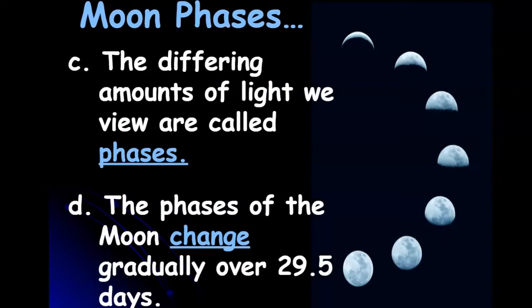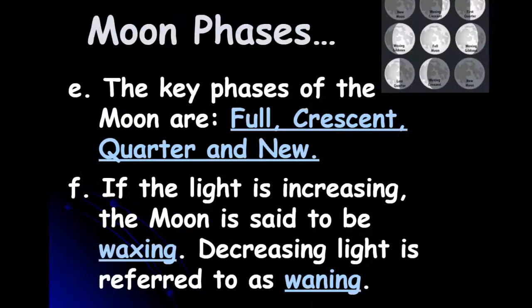Now, as it changes, it may be increasing in light or decreasing in light. If it's increasing in light, it is said to be waxing. If it is decreasing in light, it is said to be waning. So when we talk about the phases of the moon, we know that there are 8 phases. The 4 main phases are a new moon, a full moon, a first quarter, and a third or last quarter. But we also have crescent and gibbous that we have to look at. So let's take a look at those.